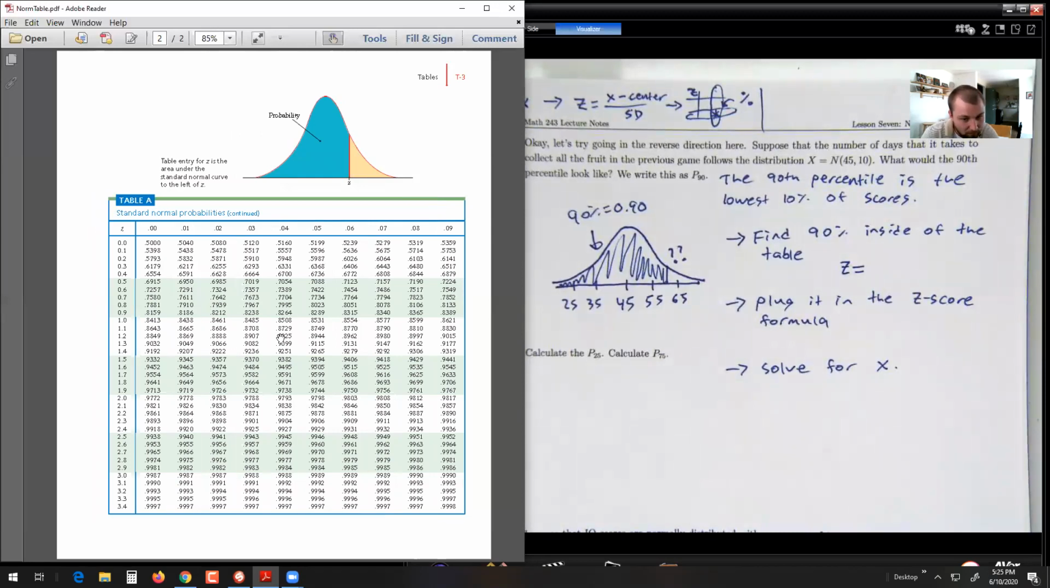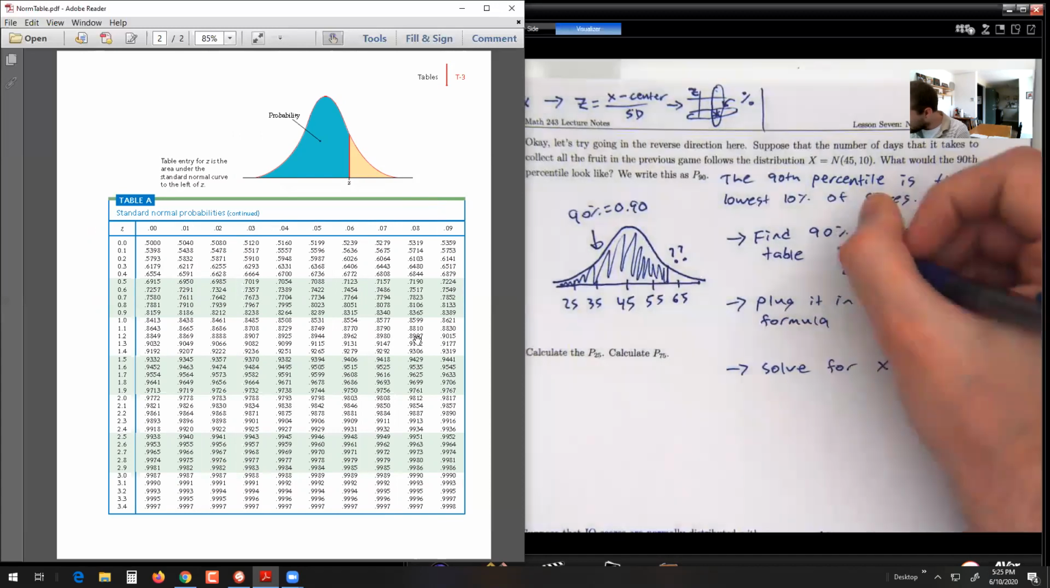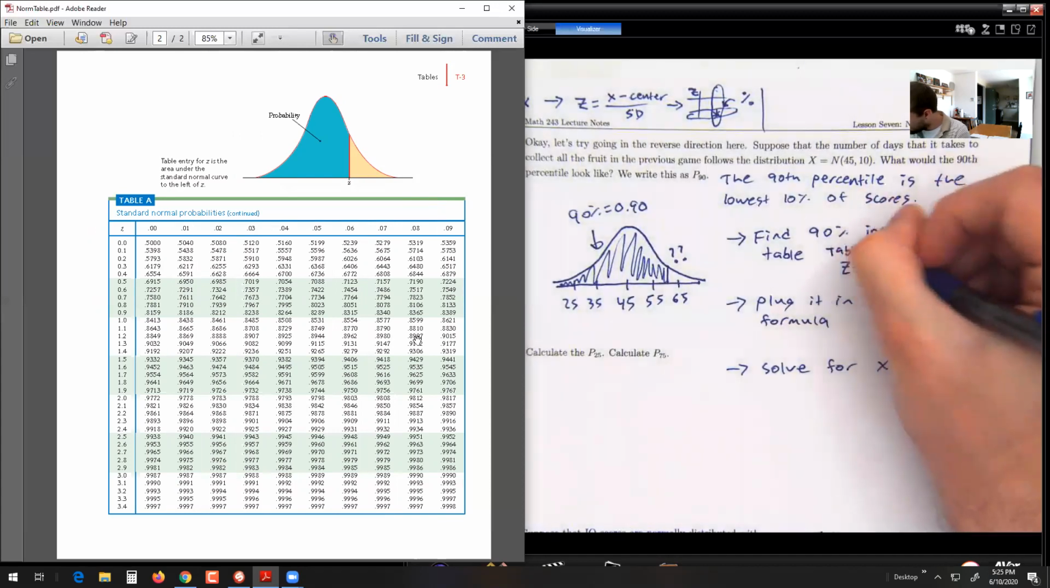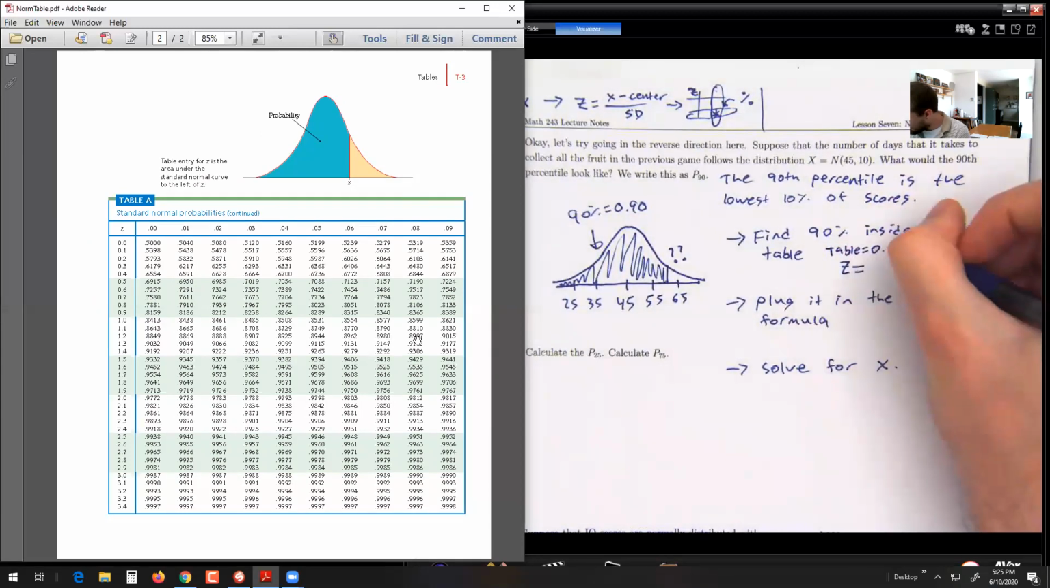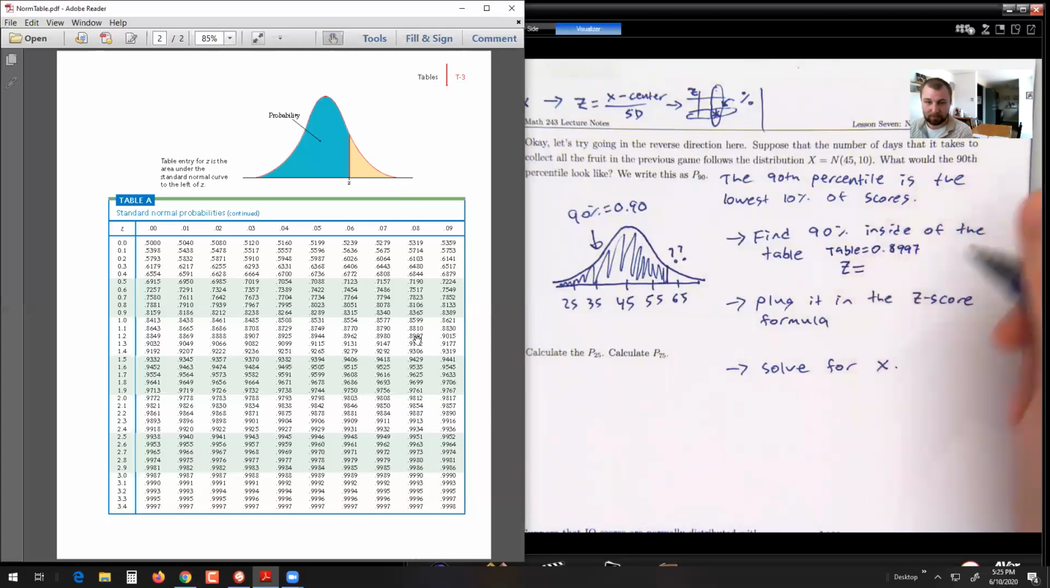And I'm getting close here at 0.8944. I can probably do better. 0.8997, that's almost 90%. That's pretty dang good. 0.9015. I think we have a winner here at 89.97. Let's see what this z-score is. So the closest I can get inside of the table was 89.97.